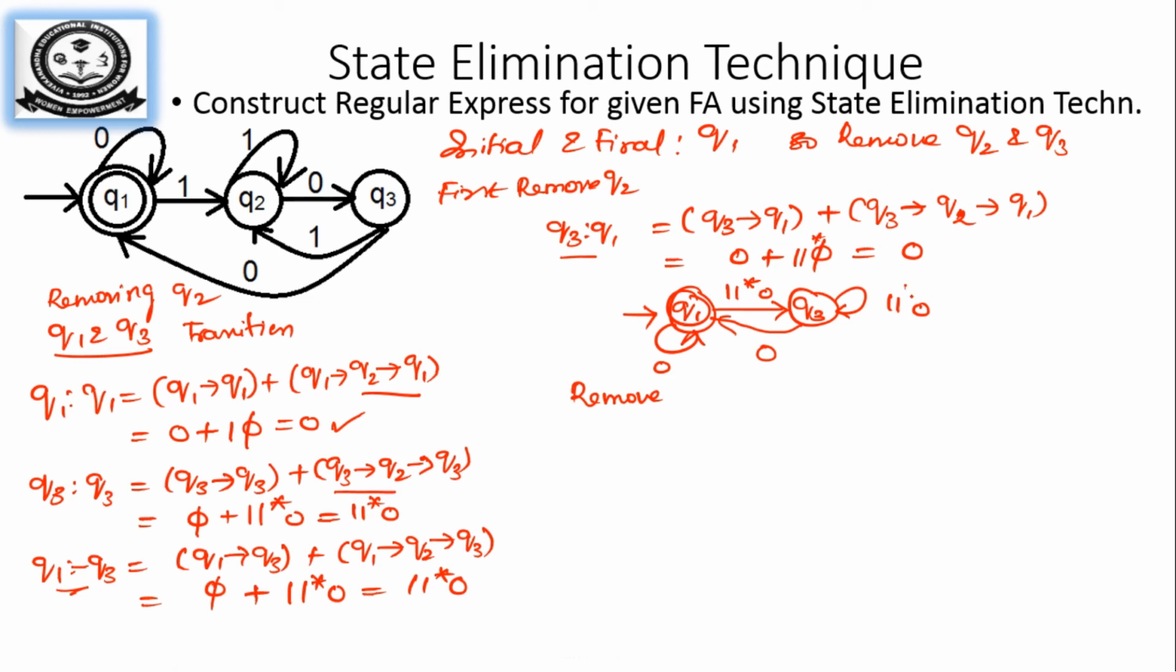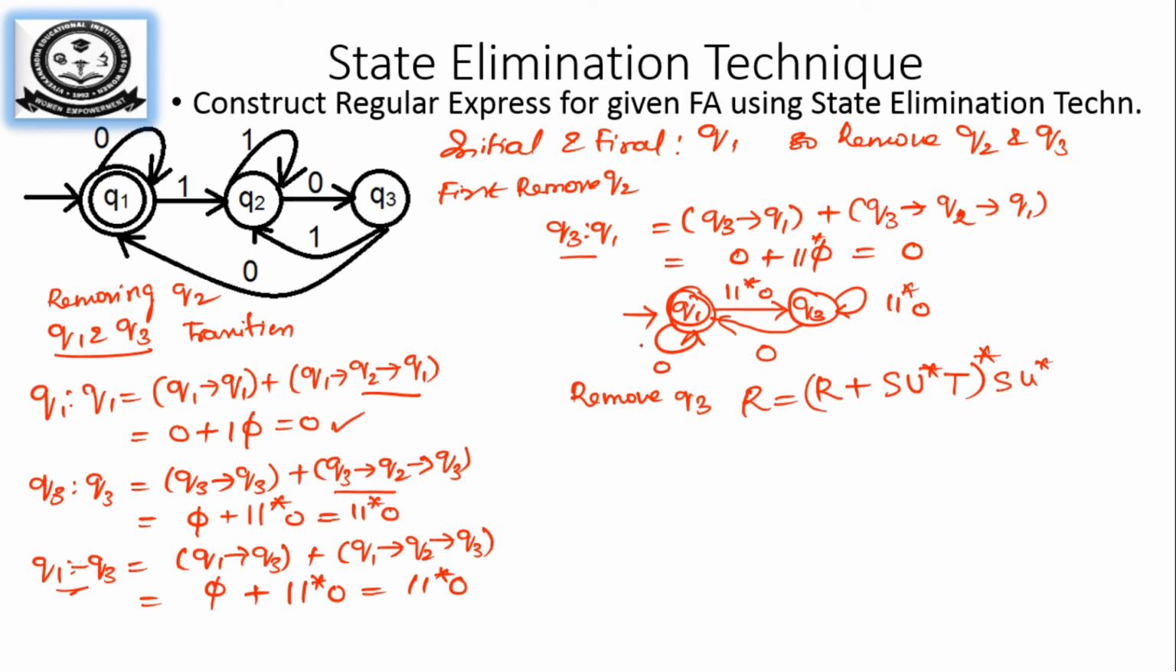So this will be star. Okay, so now to remove Q3, you can see it's a cycle with self transition. So we'll use the formula R is equal to R plus SU star T the whole star into SU star.